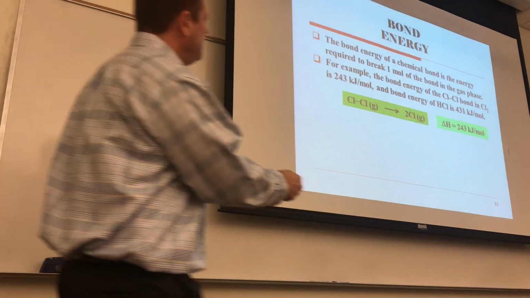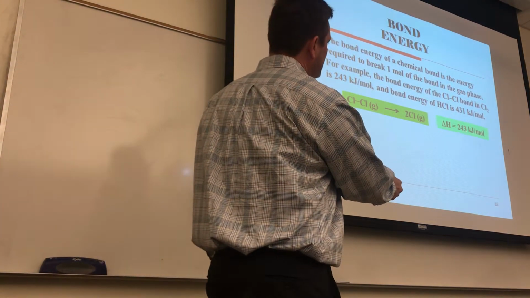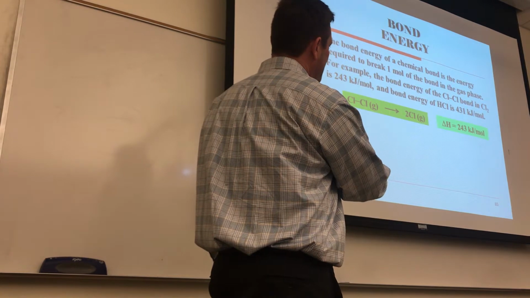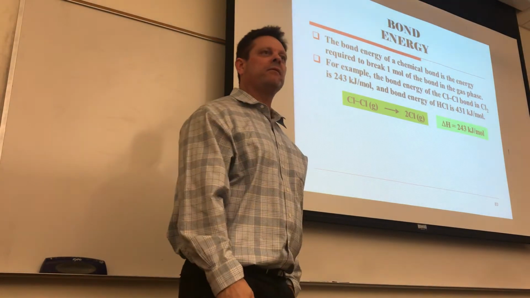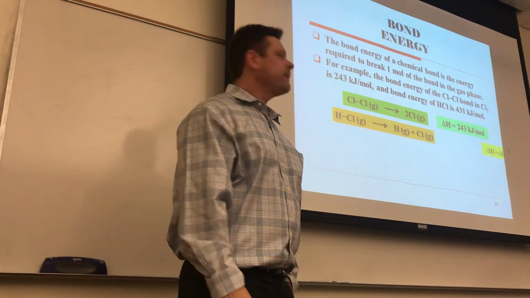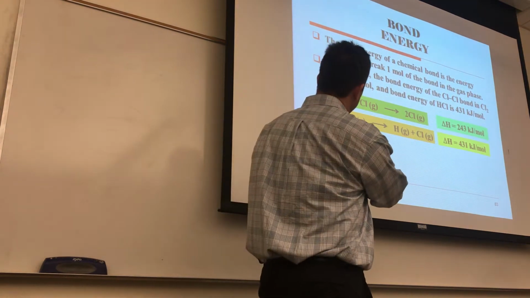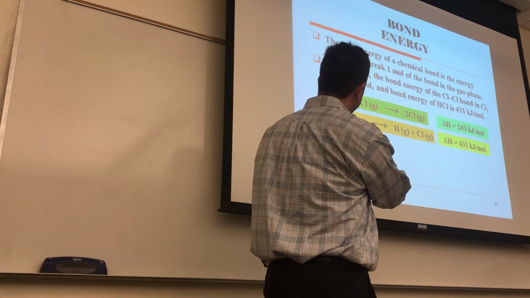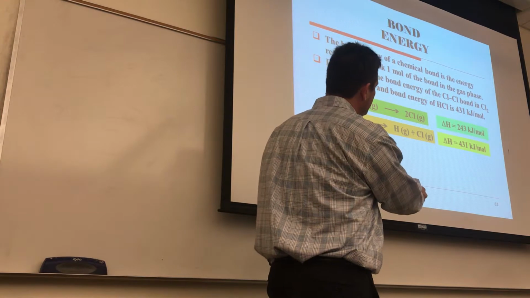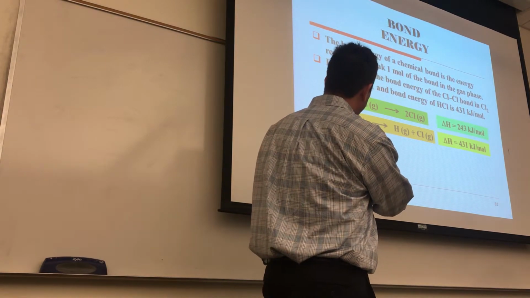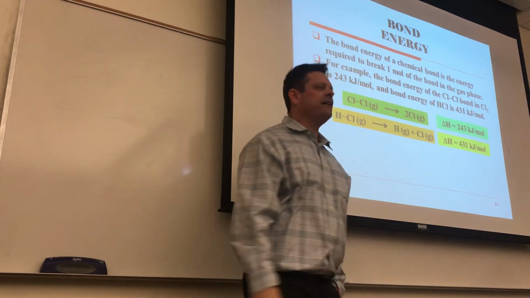So I look here, and I get this amount of enthalpy. So that's a positive number. That means it went in to break it, right? If you remember delta H's. Over here, breaking the Cl-Cl bond versus the H-Cl bond, it actually takes more energy to break the H-Cl bond than the Cl-Cl bond.